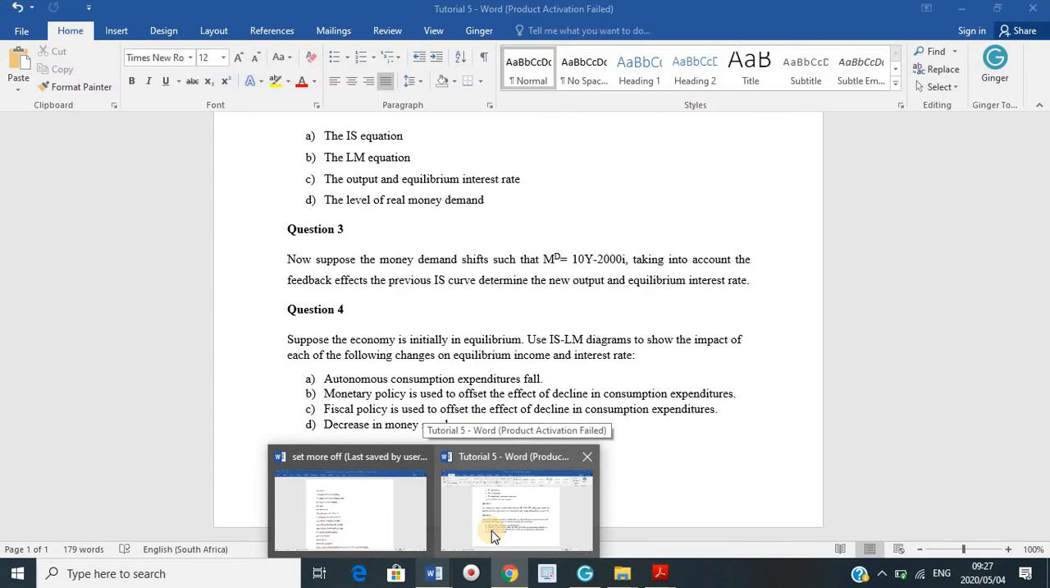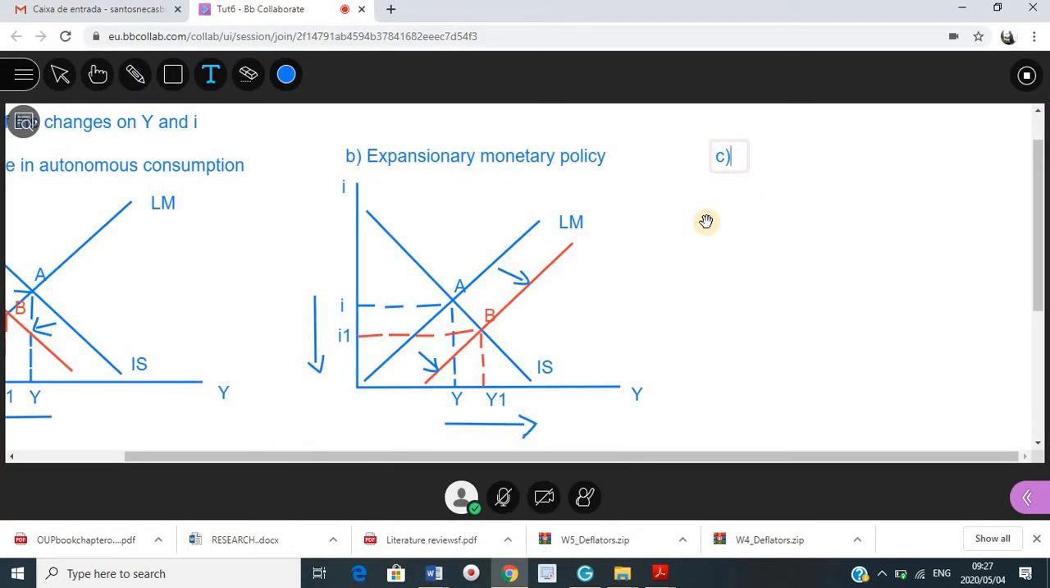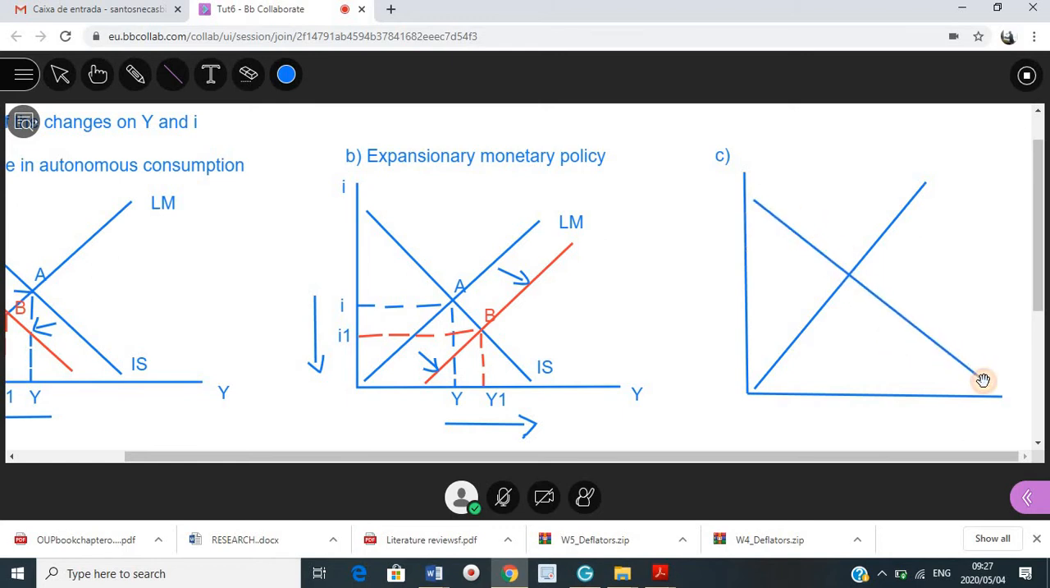Very good. Fiscal policy is used to offset the effect of a decline in consumption. Again, we know that fiscal policy is related to IS. So we'll just draw here. This is our first equilibrium. Not good at drawing, but the intention is there.